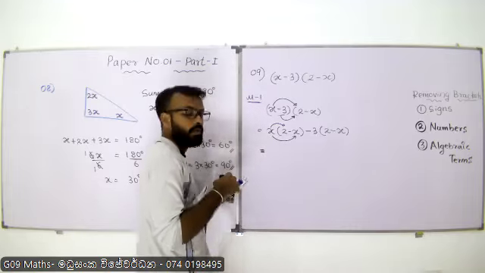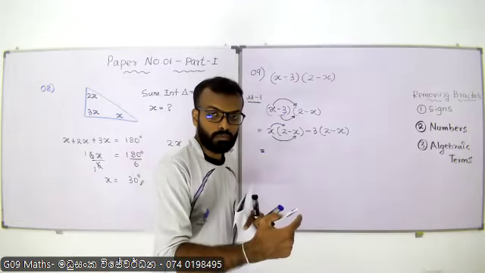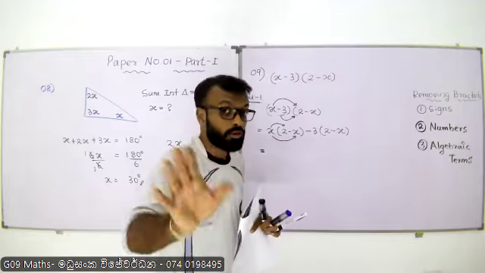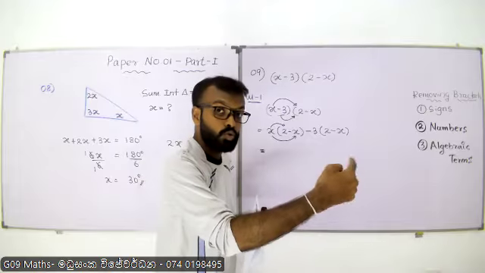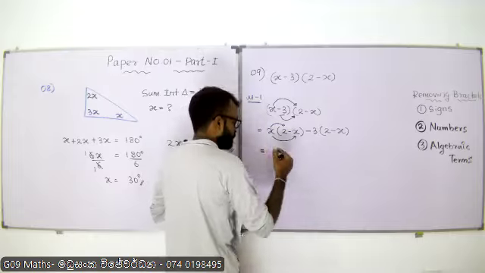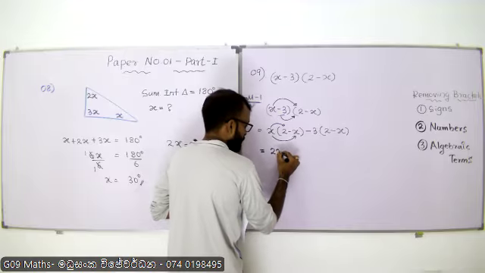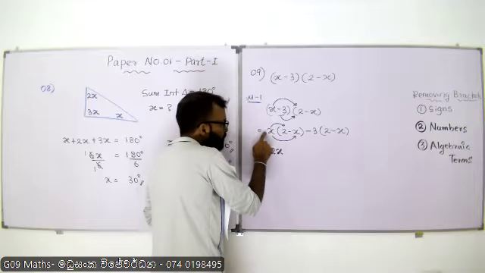X into 2, x2. I am not going to write like that. It is ugly. X into 2 is not x2, but 2x. Number first, then algebraic term. That is the standard way. 2x.